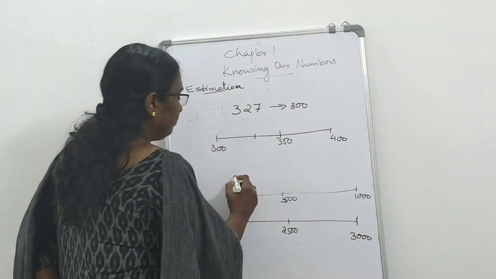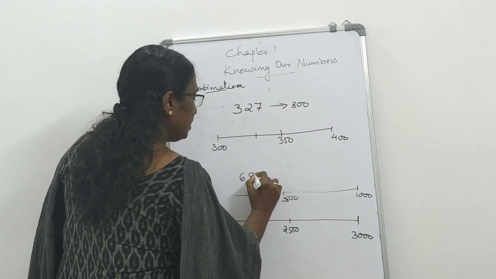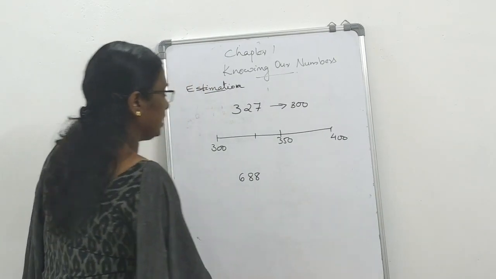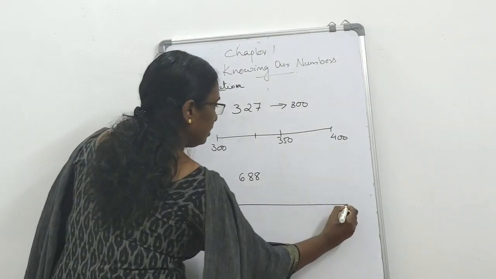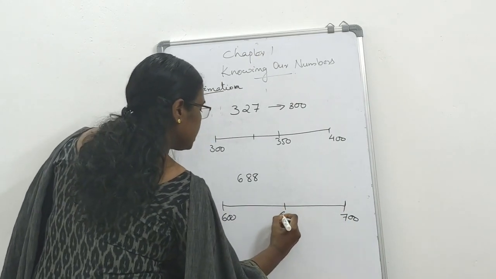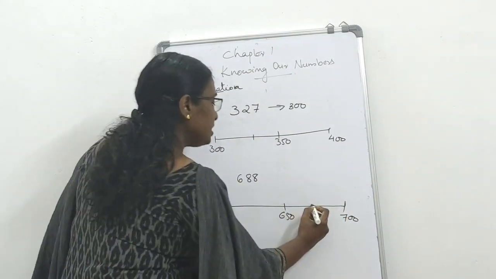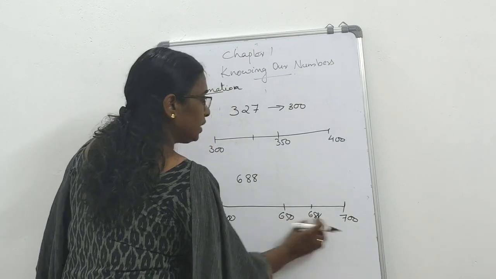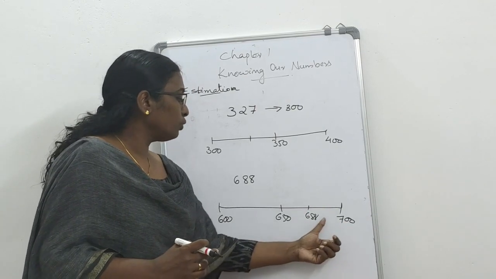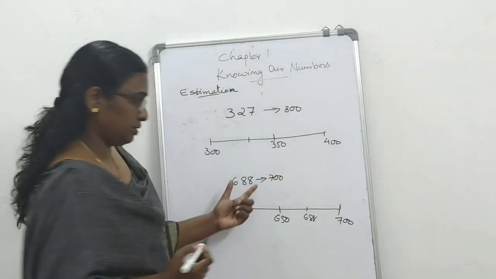Okay. Similarly, what is the estimated value of 688? See here, 688 lies between 600 and 700. 650 is equidistant from 600 and 700. 688 lies between 650 and 700. It is closer to 700, so we can round it off to 700. 688 is rounded off to 700.